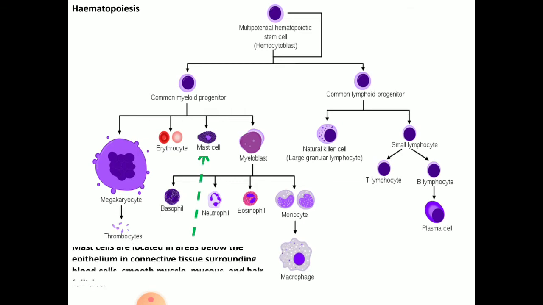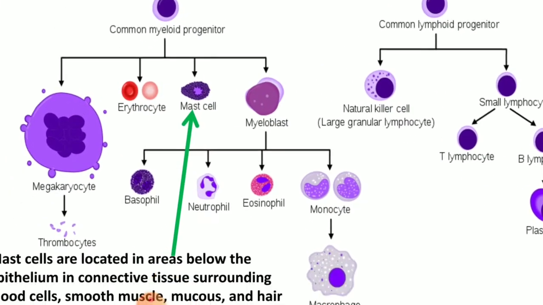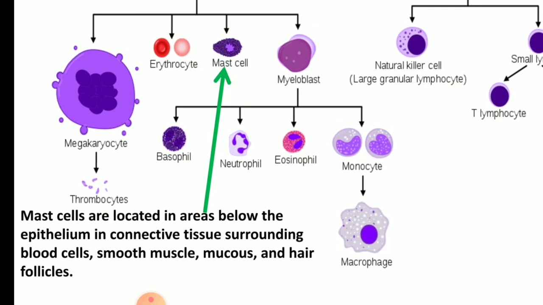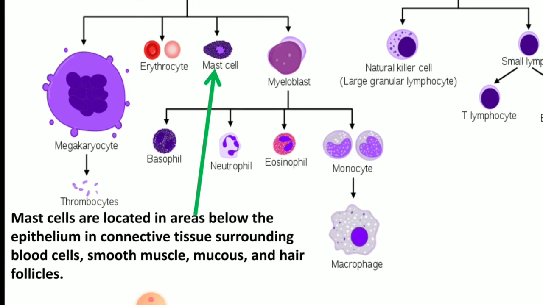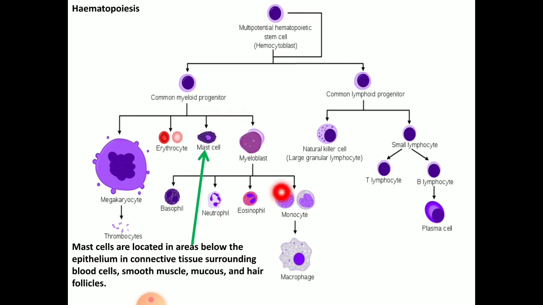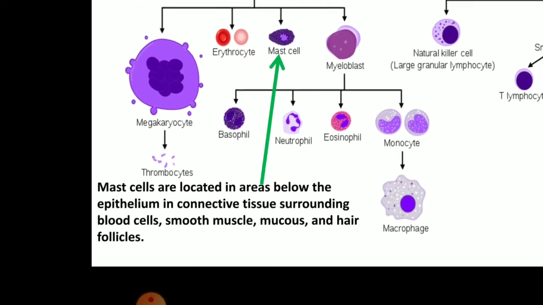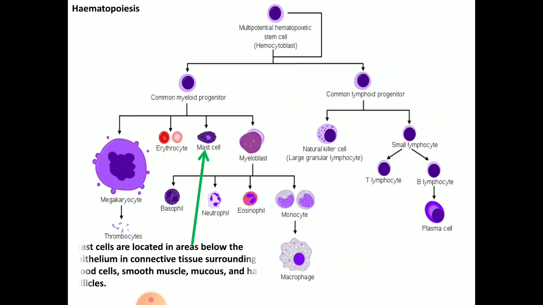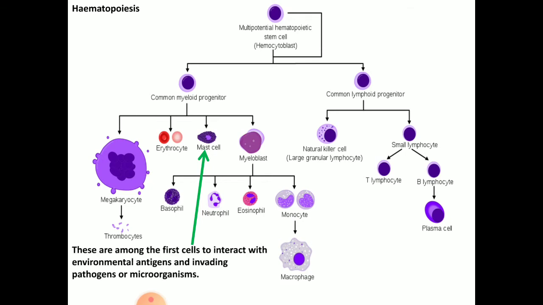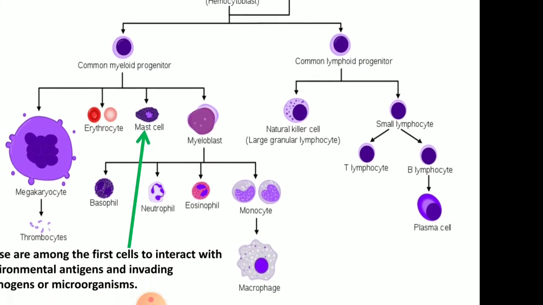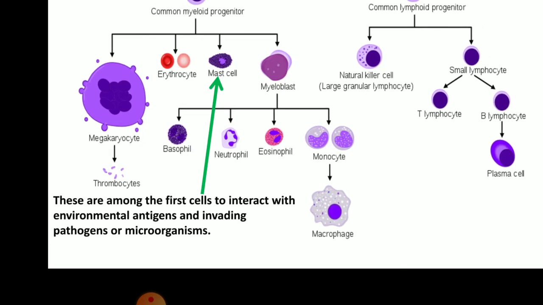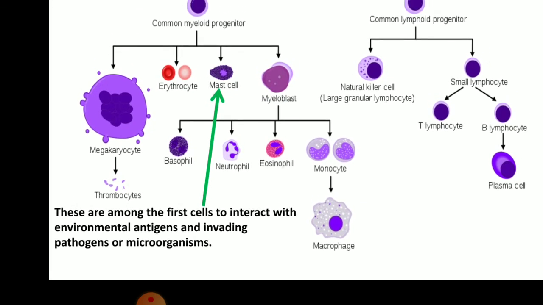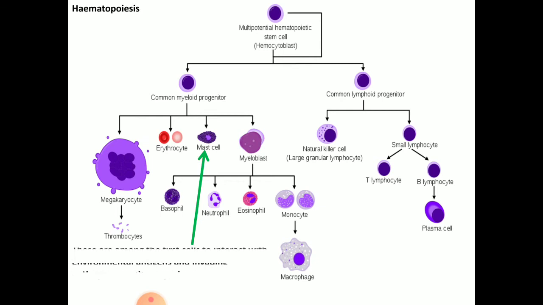So the next kind of cells are the mast cells. You can see, students, mast cells. Mast cells are located in areas below the epithelium in connective tissue surrounding the blood cells, smooth muscle, mucus and hair follicles. These are among the first cells to interact with environmental antigens and invading pathogens or microorganisms.